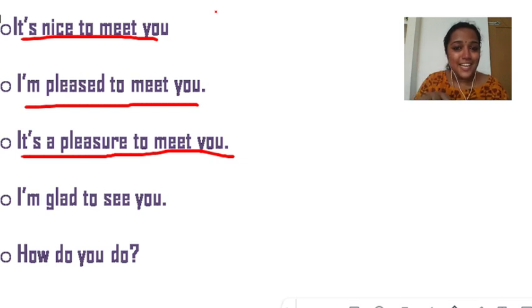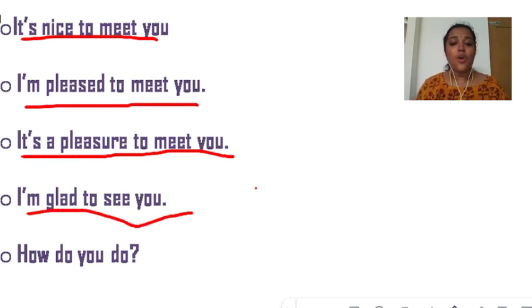All three sentences carry the same meaning, but it can be expressed in different ways. So that is the power of the English language. And what is the fourth one? I am glad to see you. What do you mean by I am glad to see you? I am glad to see you means, I am so happy to see you, or I am really excited to see you. So this is the fourth manner.